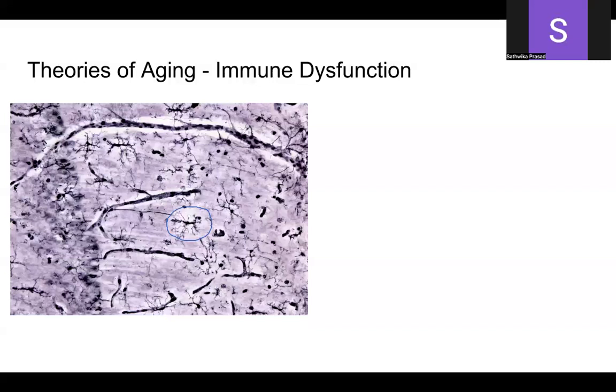All right, I'll give you a few seconds to do that. Well, if you guessed that that was a microglia, then you would be correct. A microglia is your brain's immune cell. So how are you able to tell that this is a microglial cell?